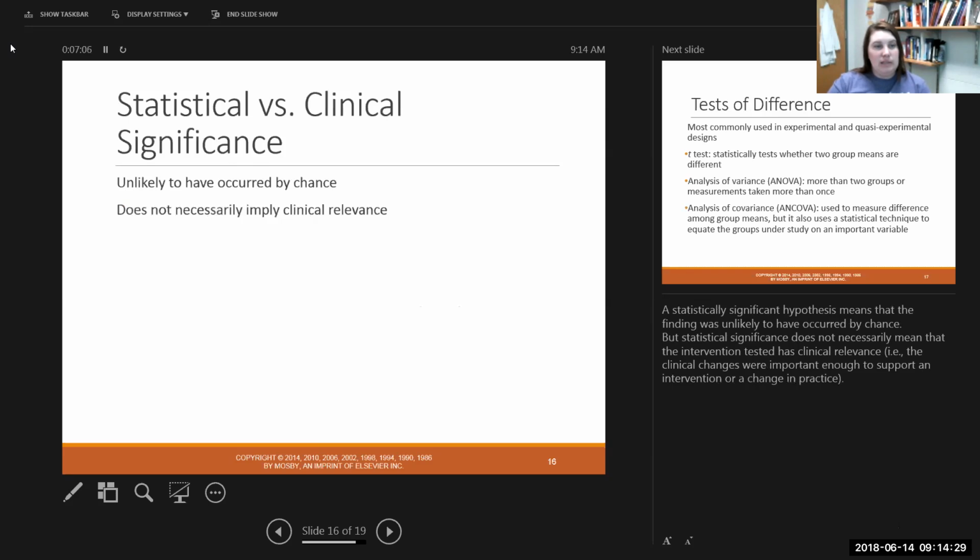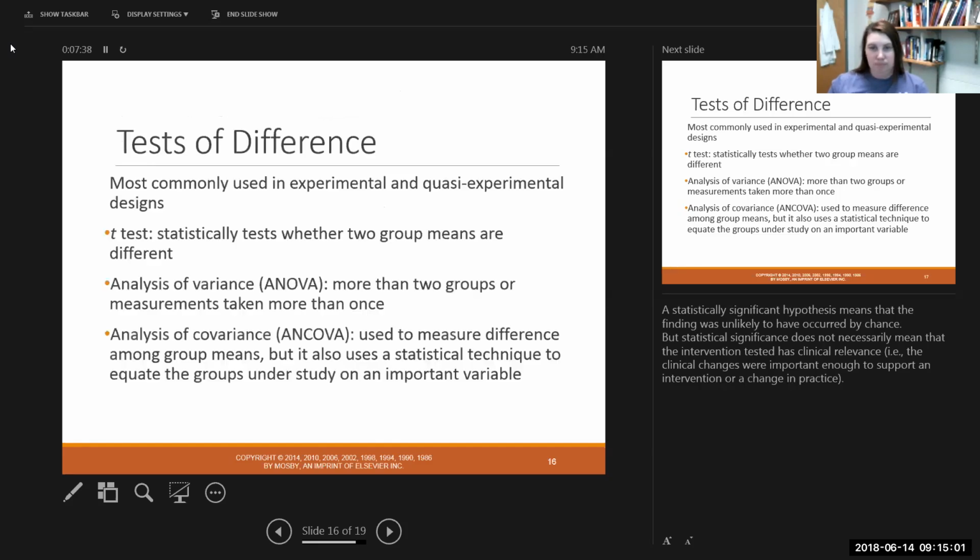We're looking at statistical versus clinical significance. Statistical significance means that the finding was unlikely to have occurred by chance. But statistical significance does not necessarily mean that the intervention tested had any sort of clinical relevance. So clinical changes might be important enough to support an intervention or a change in practice, even if we don't necessarily have the statistics to back them up.